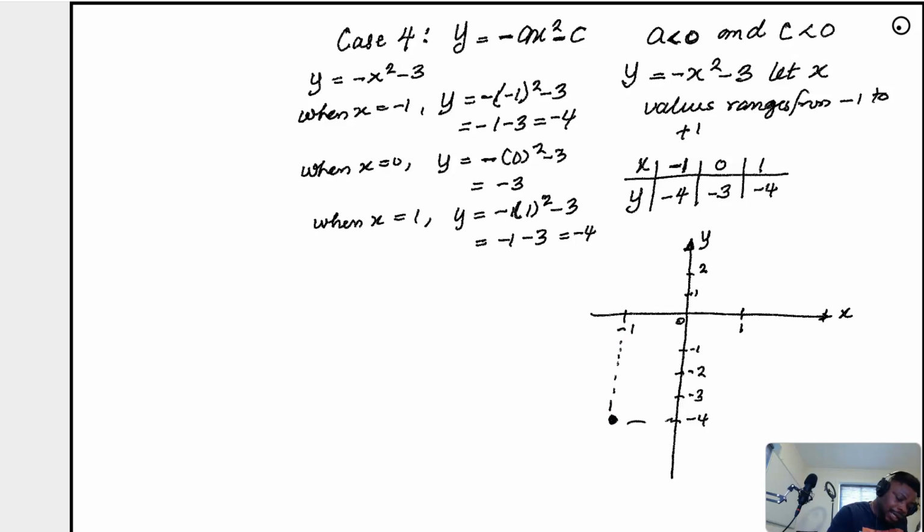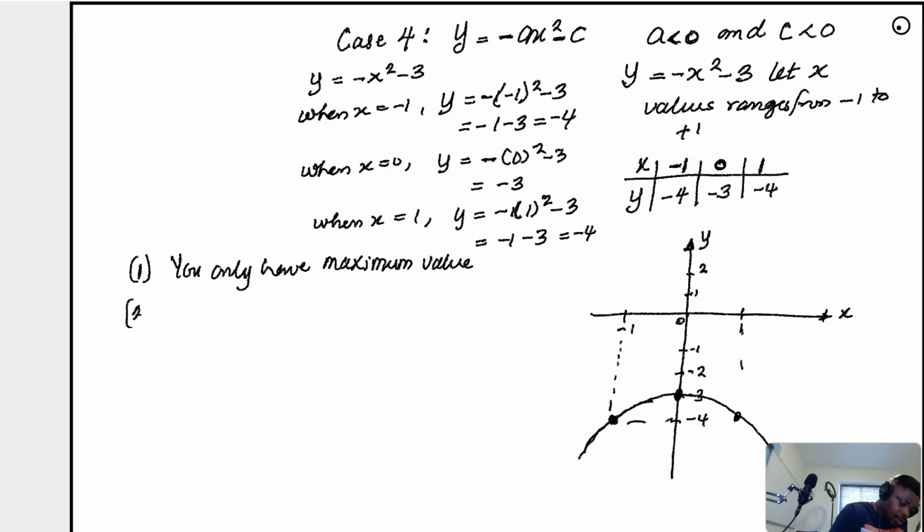So there's a dot here. When x is 0, y is -3. There's a dot here. When x is 1, y is -4. So there's a dot here. So you can see you are going to have your curve like this. Okay? So it simply means you only have maximum value.